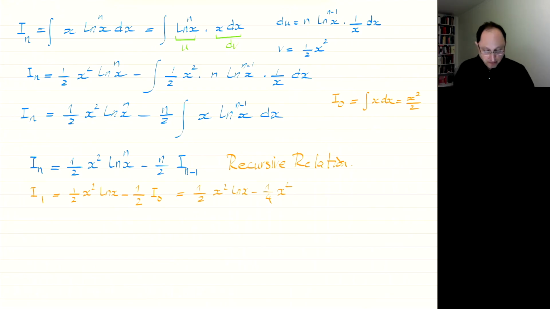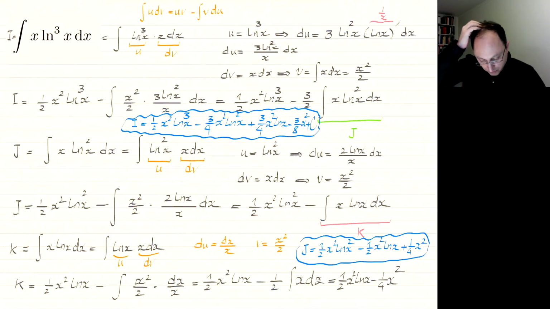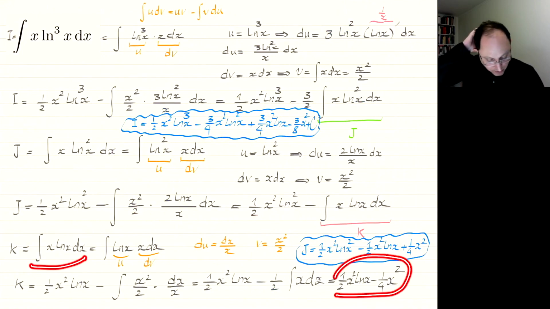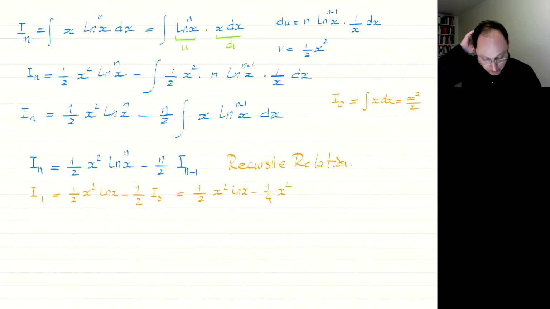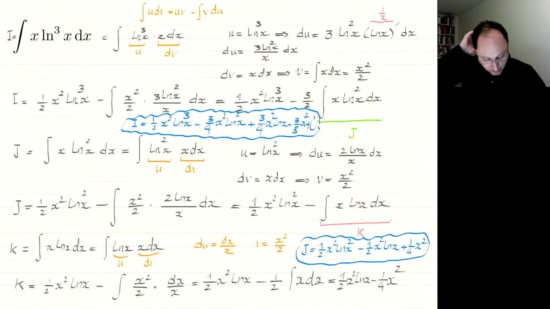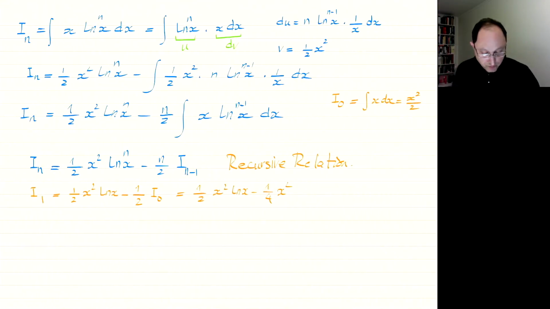Am I right? We can test it, by the way, because we know the solution of I1. What was the solution of I1? Let me go back here. I1 in my notation is just this k, and I got this answer: 1 over 2 x squared ln of x minus 1 over 4 x squared. Is that the same answer I get here? Yes, that's exactly this answer. So everything works fine. But now the benefit is that I don't need to do everything from scratch every time.